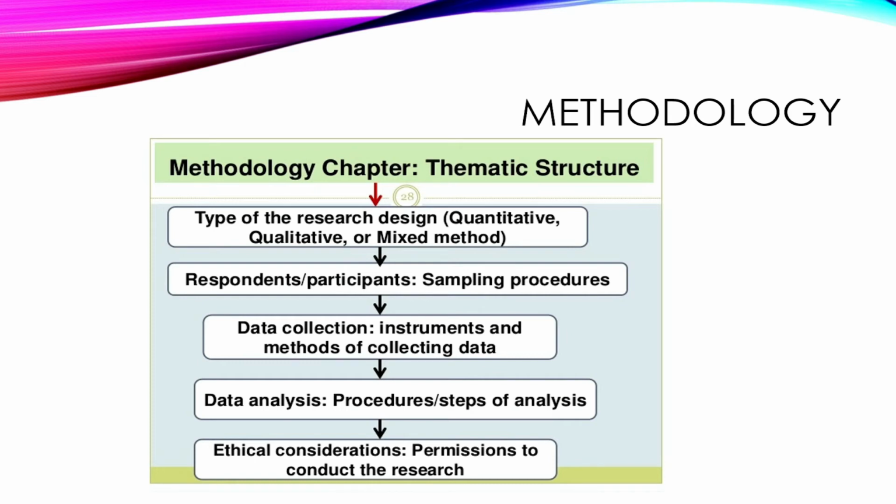What elements should be occurring in your methodology chapter? Well, first of all, of course, the type of research design, quantitative, qualitative or mixed methods. Then, who will you use for your research? Your respondents, participants. And how did you sample them? Where did you get them from?